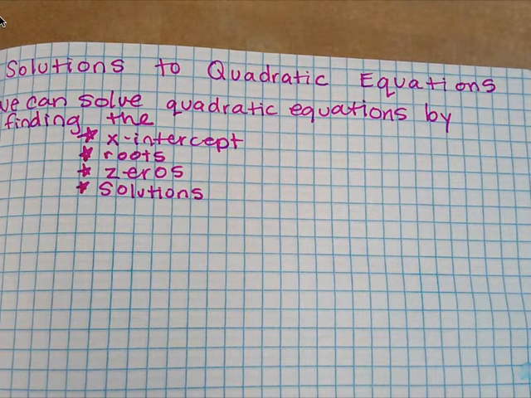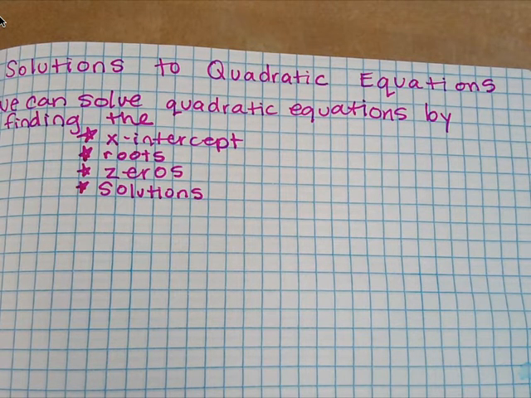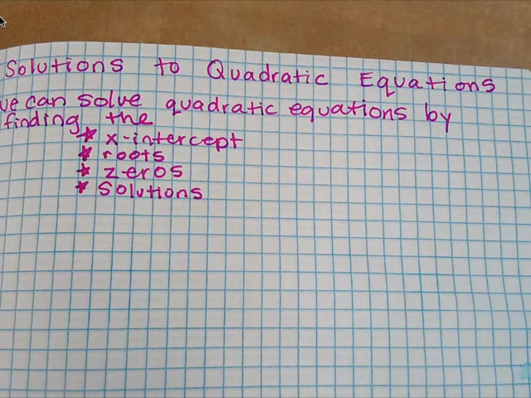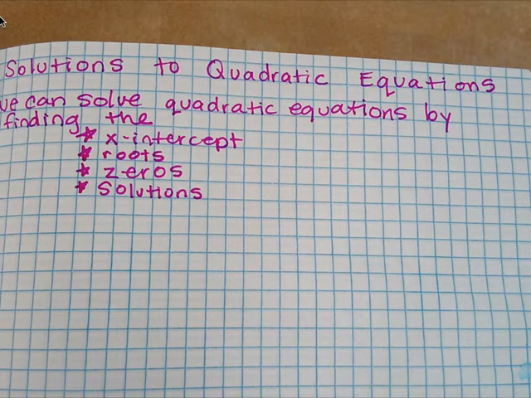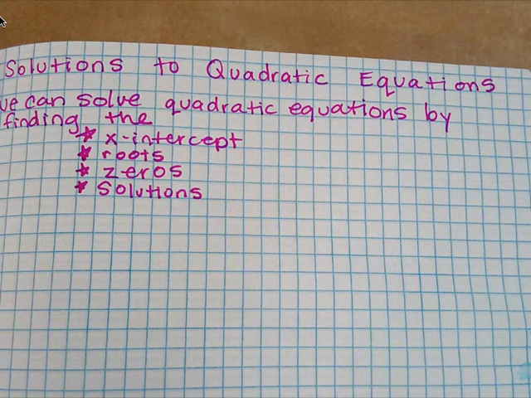The thing is, in the state of Texas and in math, they like to use these four words interchangeably. They'll say, we want to find the x-intercept, then sometimes they'll say, what is the root? Or they might say, what's the solution? Or what is the zero? All of these things mean the exact same thing. You're looking for where it crosses the x-axis.